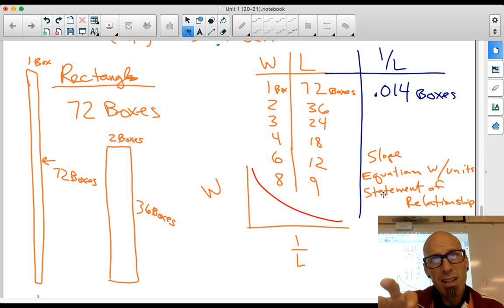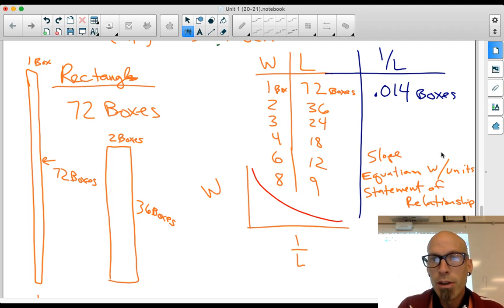So if you haven't done this yet, because I just now told you to, then pause the video, do that, and then come back, and then I'll talk about what we had mentioned about this relationship. Now notice here, it does say, once you get this new graph, you need to find the slope, write the equation with units, and have a statement of relationship.